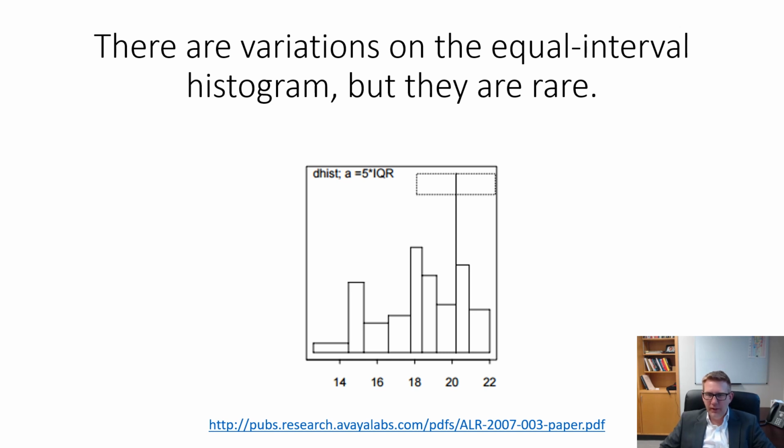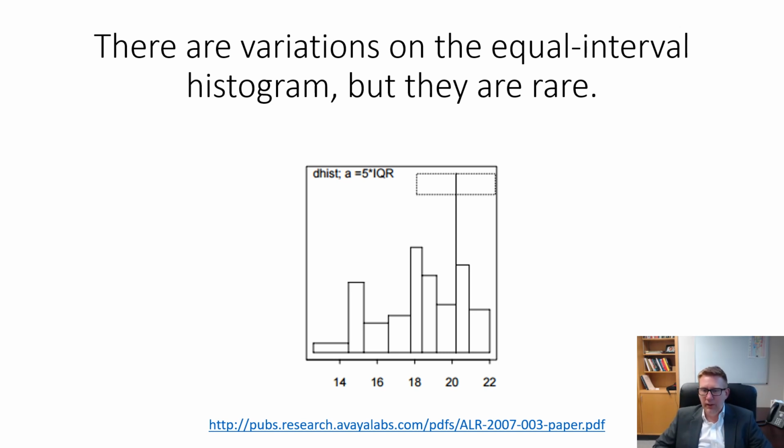There are variations on the equal interval histogram. So within choropleth mapping, we talk about different ways of aggregating the data. We can have equal frequency, where each class has the same number of cases in it. We can have equal interval, where the class spans are the same size, so 0 to 10, 10 to 20, 20 to 30, and so on, and other variations as well.